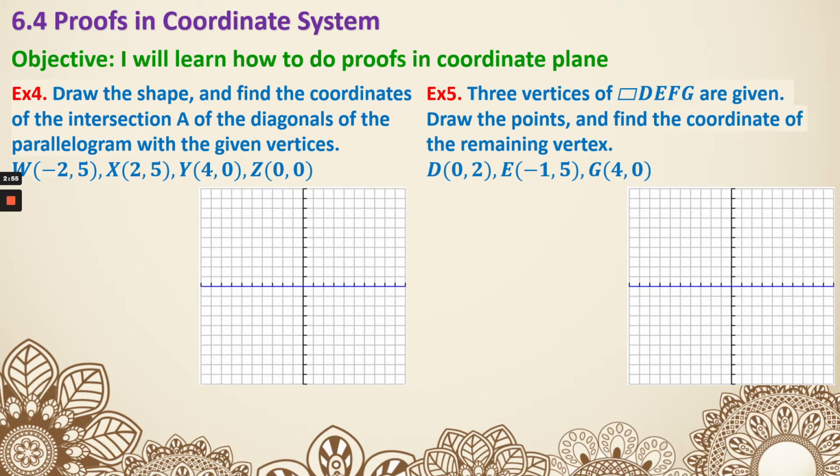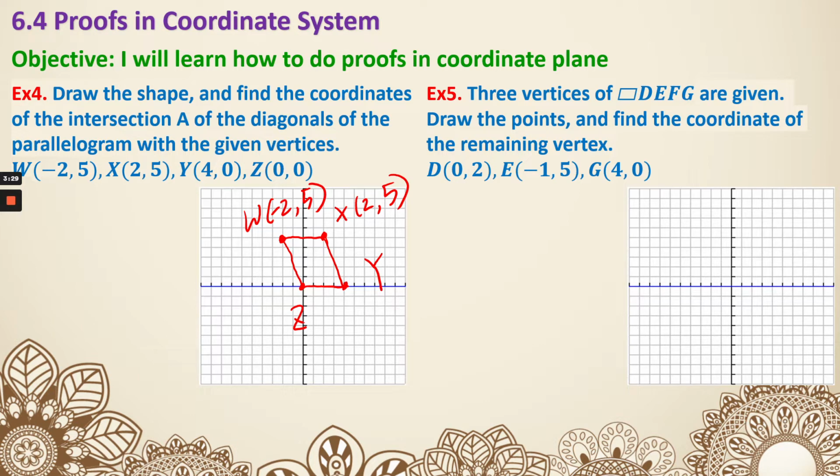Now, example 4. So let's first draw the shape. W is negative 2, 5, right here. X is 2, 5, right here. Y is 4, 0, right here. Z is 0, 0, right there. There's our parallelogram.